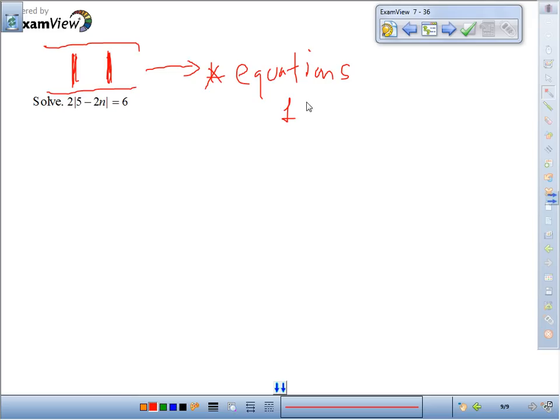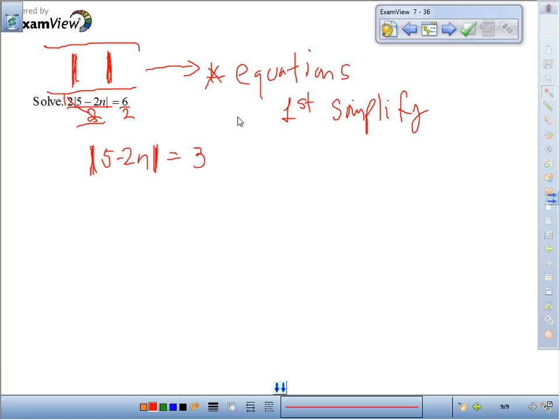However, first, we need to simplify. So let's see, is there anything outside the absolute value? The 2, if it's in the front, on the left side, it's multiplying. So what is the inverse? Divide by 2. We're left with absolute value, 5 minus 2n equals 3. So from there, do we have anything else outside of the absolute value here? No. We're done. So therefore, now we write our 2 equations.